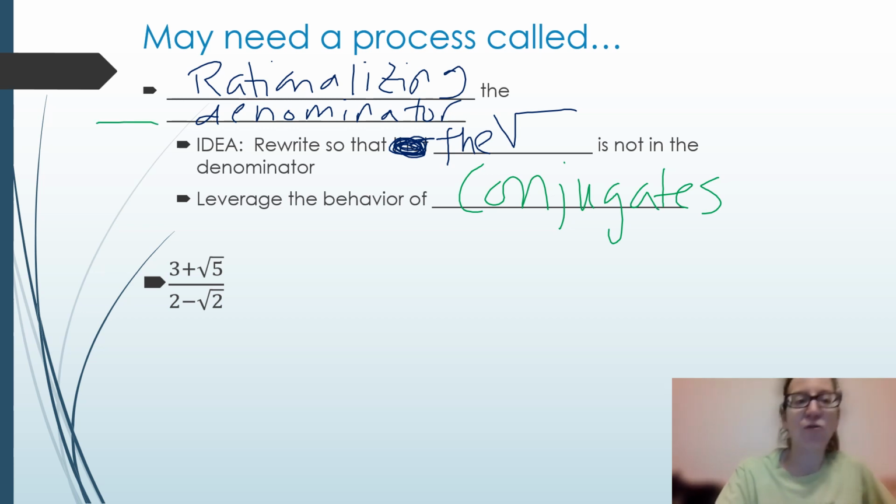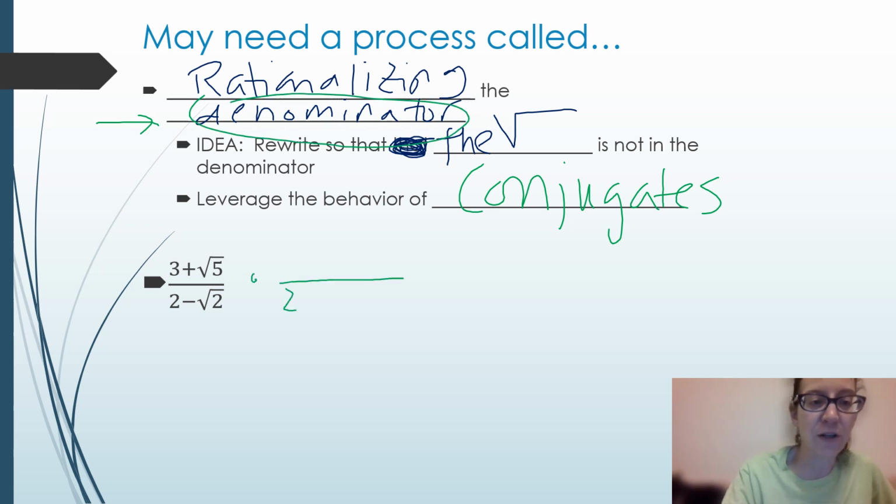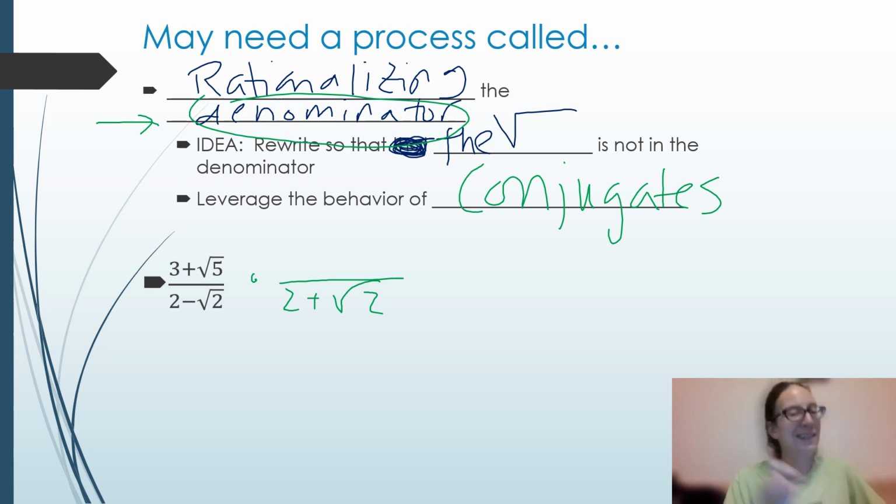Now, remember what we're trying to do here. We want to get the square root out of the denominator. So what I am going to do is multiply by the conjugate of the denominator, because that's where we're trying to get rid of the square root.